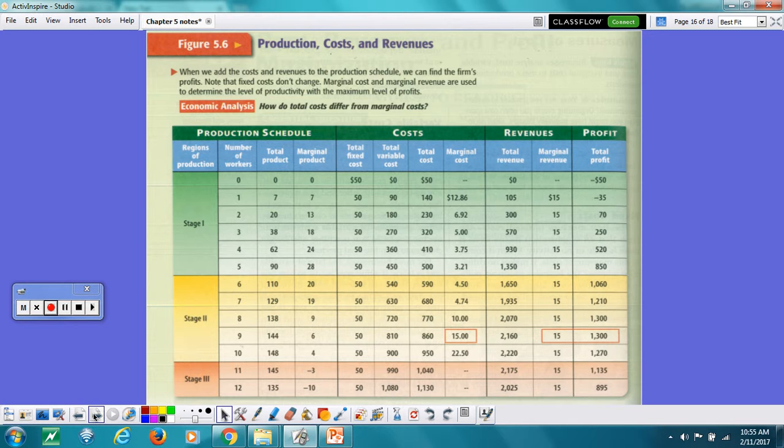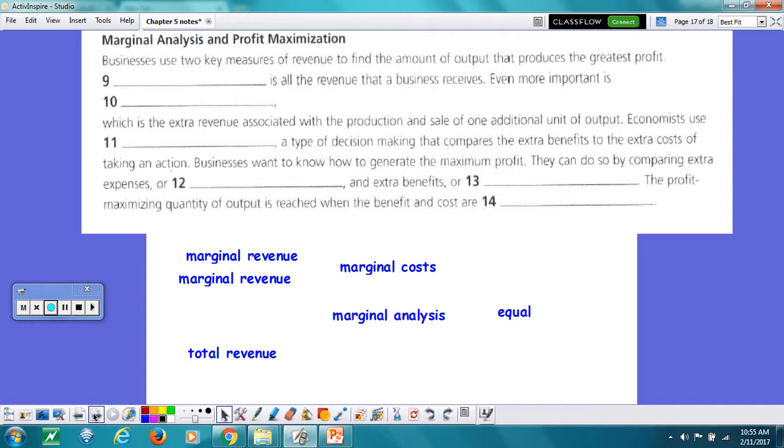Okay, we're going to continue here and talk about marginal analysis and profit maximization. So as we're going along, fill in your information that you would need here. Businesses use two key measures of revenue to find the amount of output that produces the greatest amount of profit. And this is known as total revenue. This is all the revenue that a business receives. Even more important is what we would call marginal revenue, which is the extra revenue associated with the production and sale of one additional unit of output.